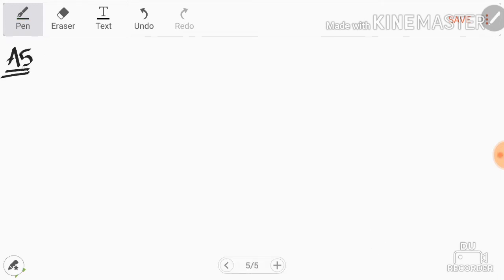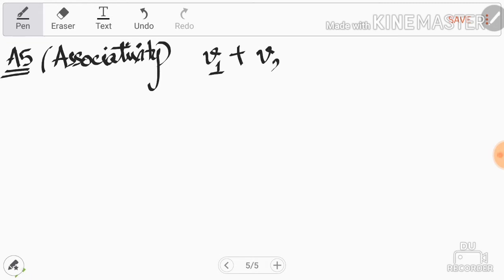So the 5th property is called associativity. This simply means that whenever you take 3 different vectors, of course this has no meaning. When I talk about addition, it is binary. You can have only one vector on each side of the addition sign. So when I talk about this addition sign, I've got 2 vectors. So this does not have a meaning. To give it a meaning, I'll have to write something like this.